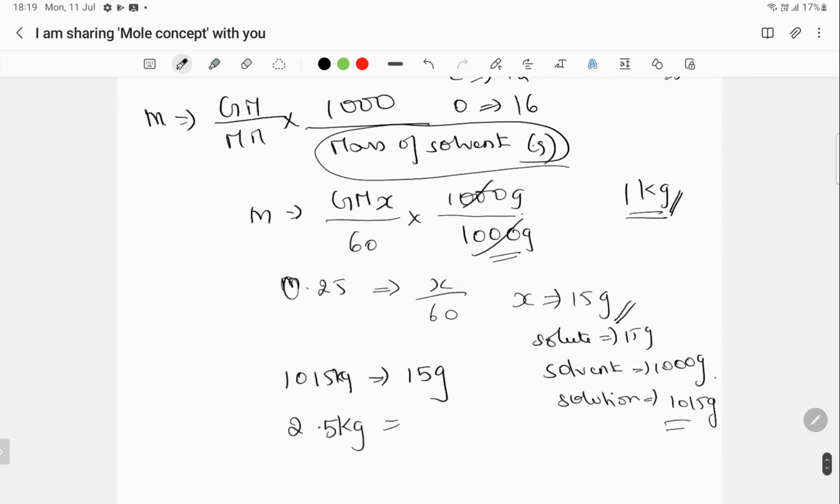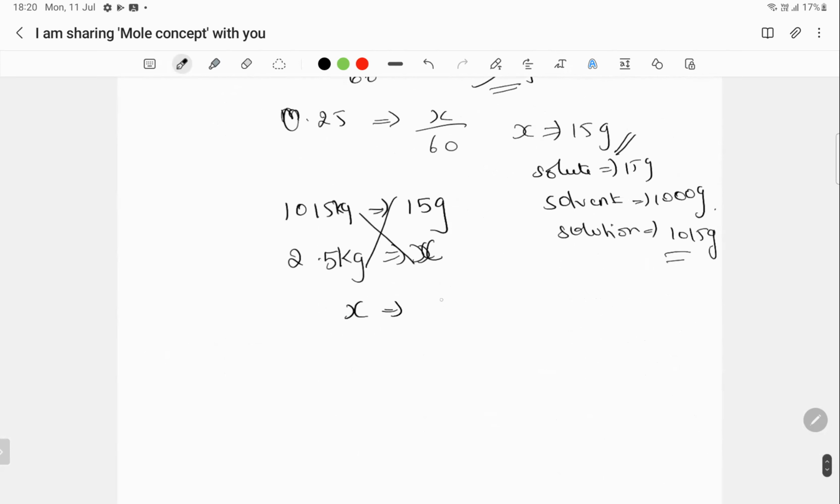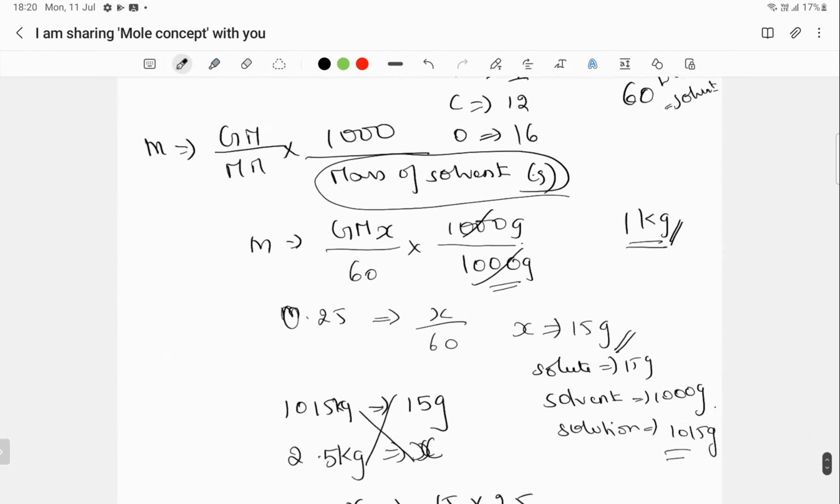For 2.5 kilograms, how much will it be? We don't know, so you need to cross multiply. So x is equal to 15 into 2.5 divided by 1015. So the answer is 37.4 or so. Look, I have written it here. Wait.